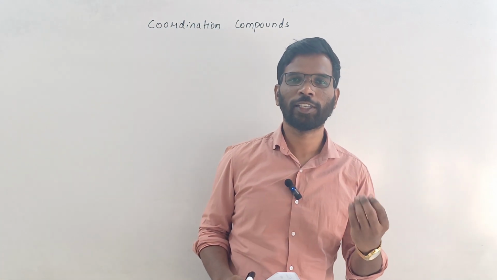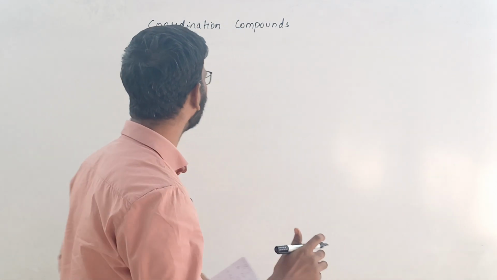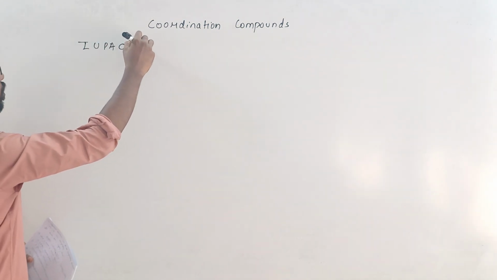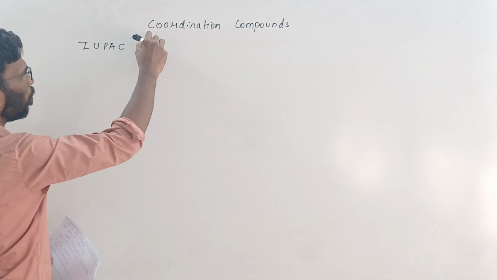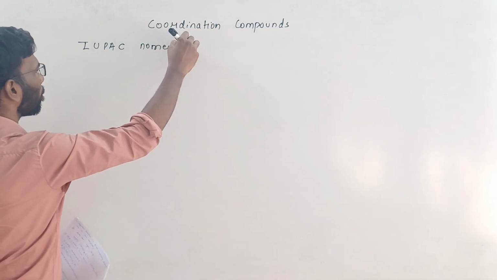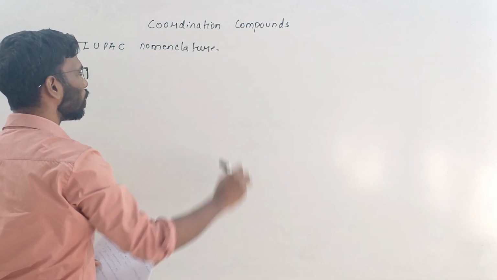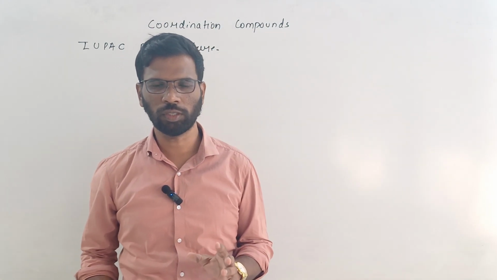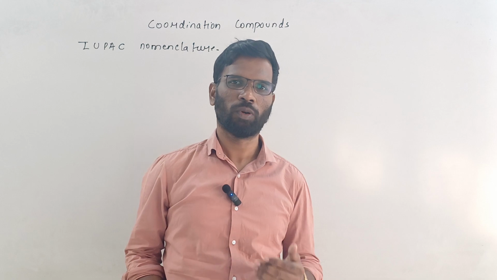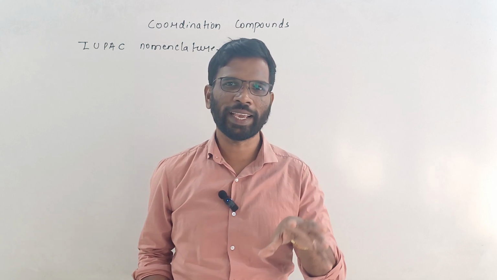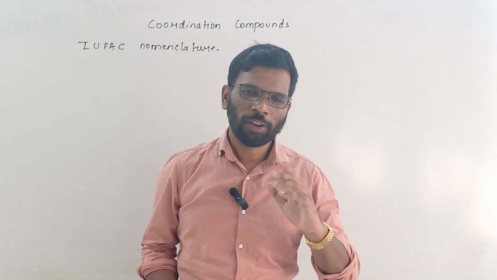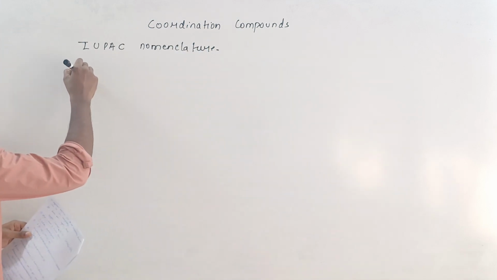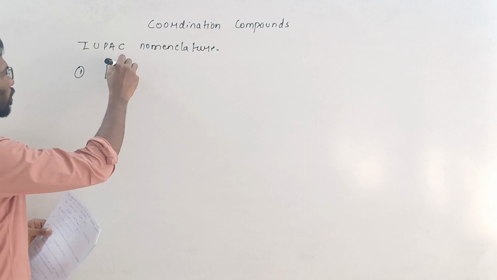Next topic we'll discuss is IUPAC nomenclature of coordination compound or complex compound. So the thing is, we'll take examples. There are many rules, but we'll not go into discussing the rules. We'll take examples and then we'll understand how to do the naming. So the first example we'll take is this.